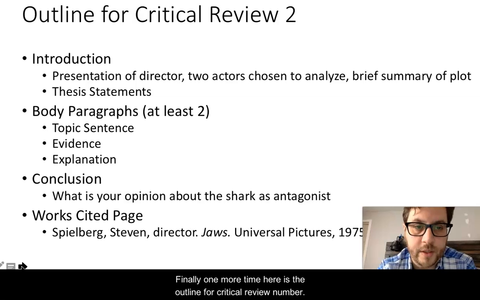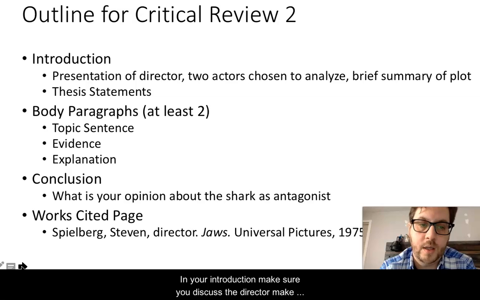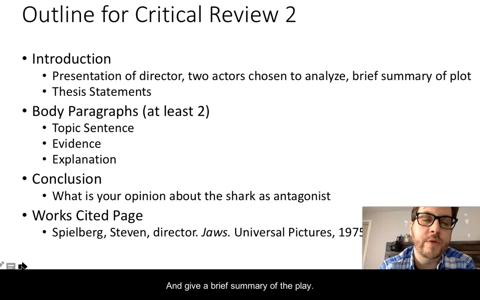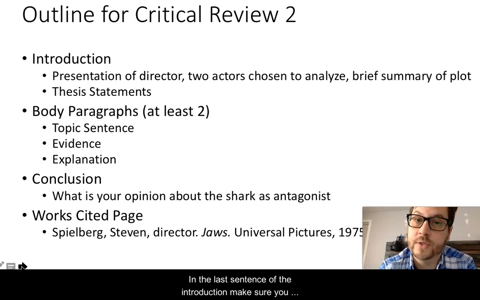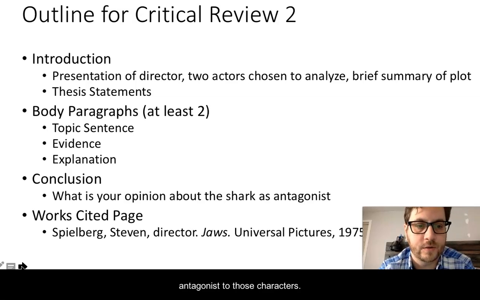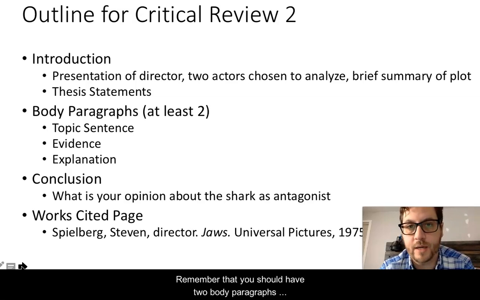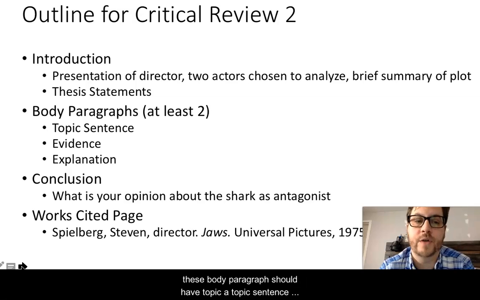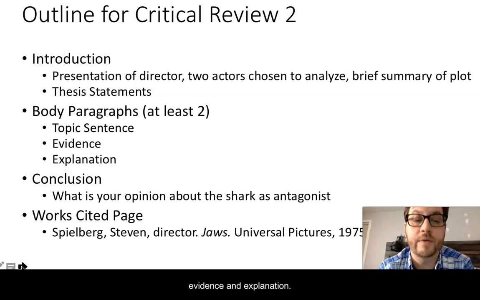Finally, one more time, here's the outline for critical review number 2. In your introduction, make sure you discuss the director, make sure you discuss the characters and the actors who played them, and give a brief summary of the plot. This should be 3 to 4 sentences. In the last sentence of the introduction, make sure you state your thesis statement. Which 2 characters are you going to analyze, and how does the shark represent an antagonist to those characters? Remember that you should have 2 body paragraphs. These body paragraphs should have a topic sentence, evidence, and explanation.